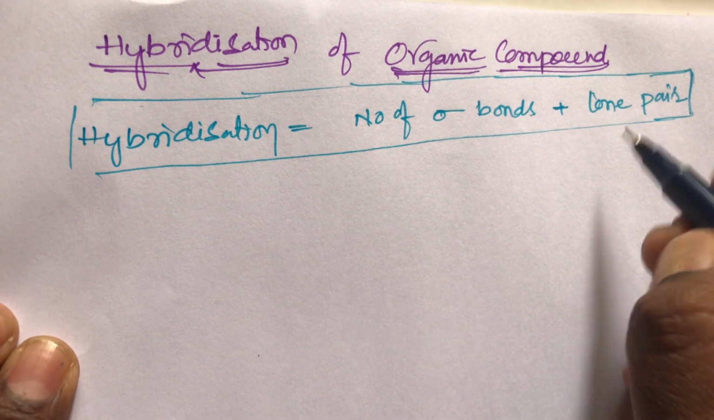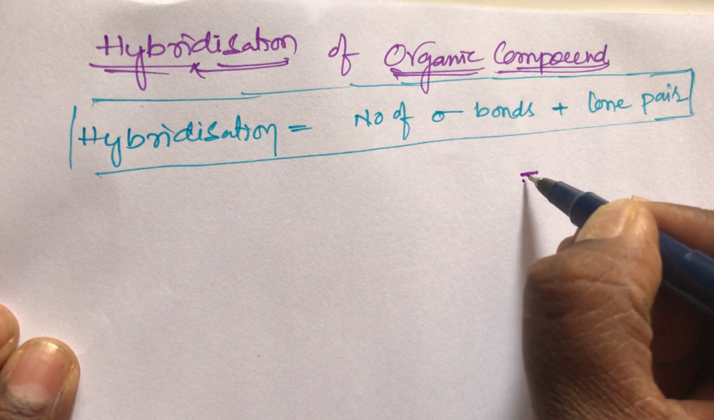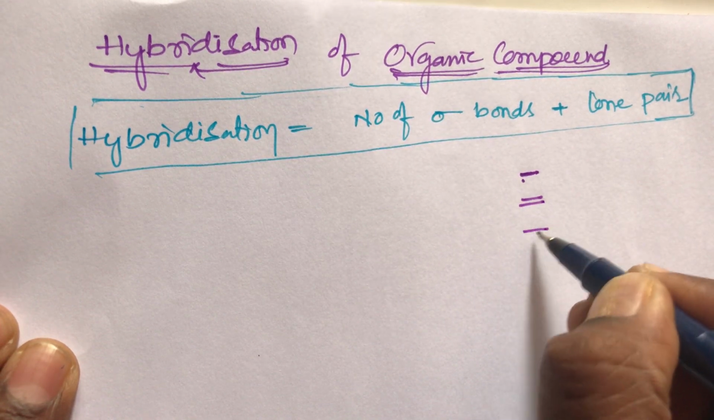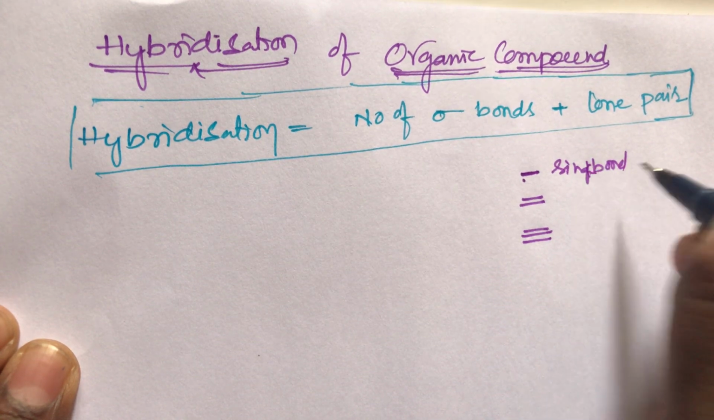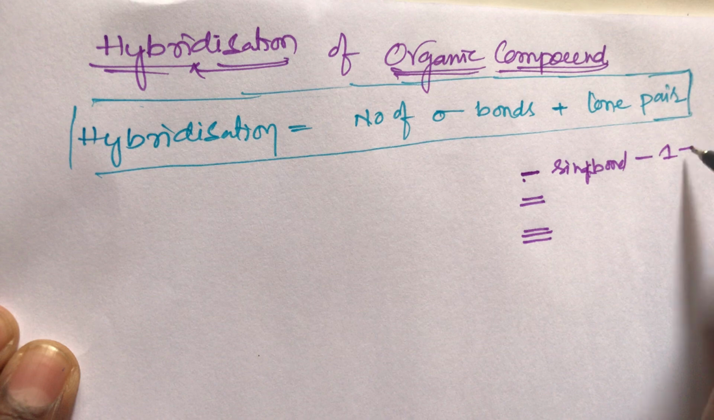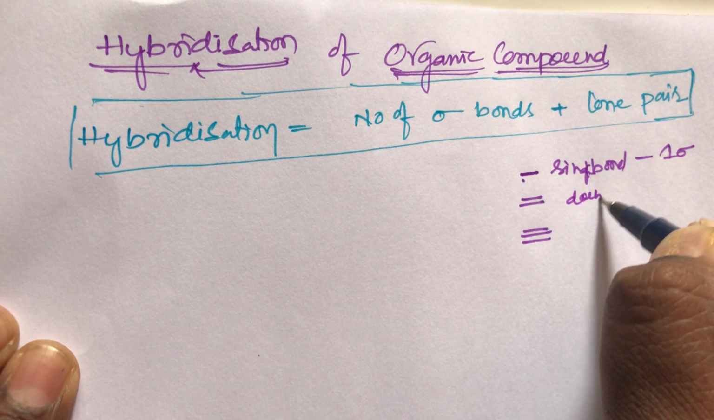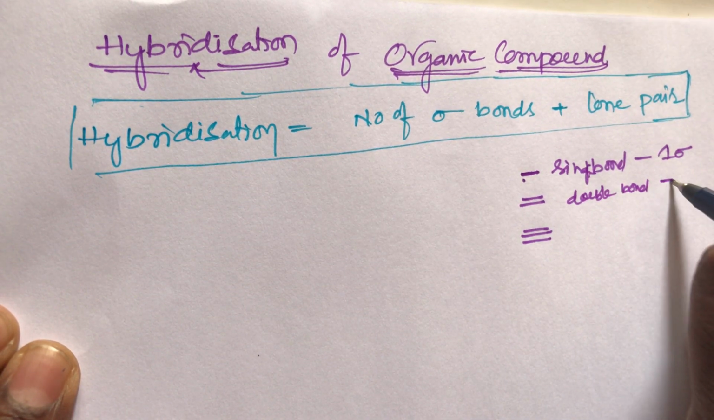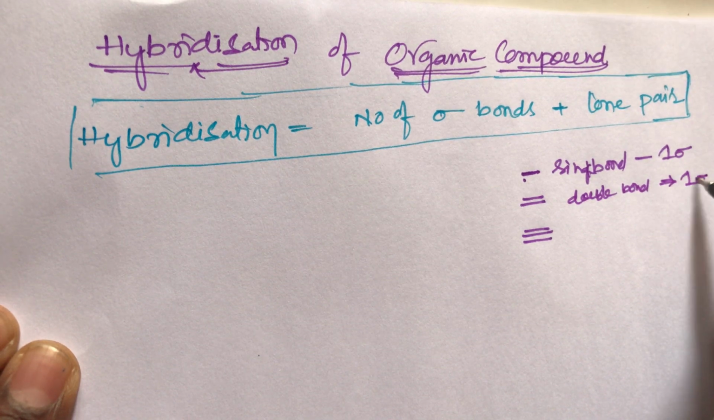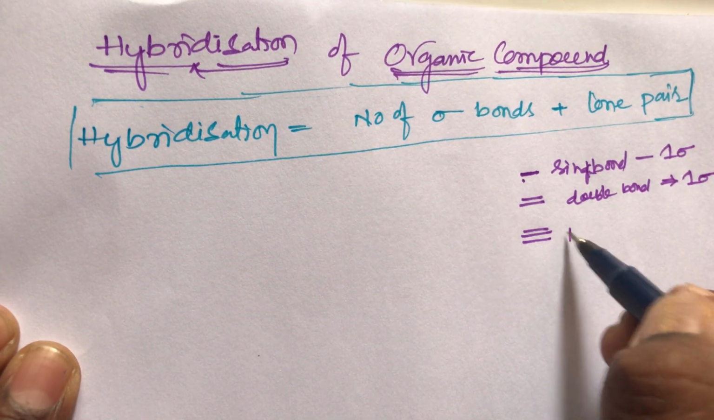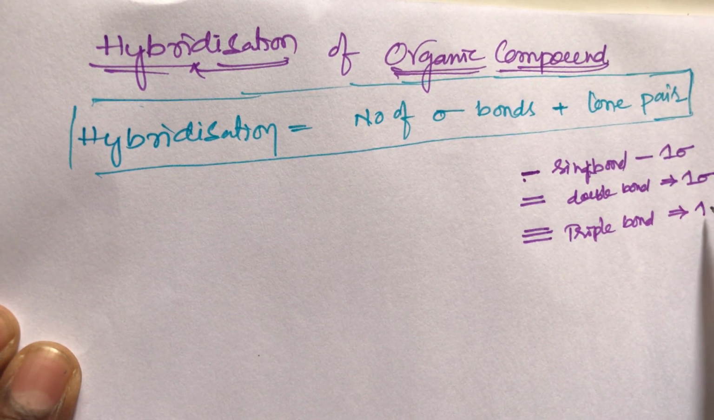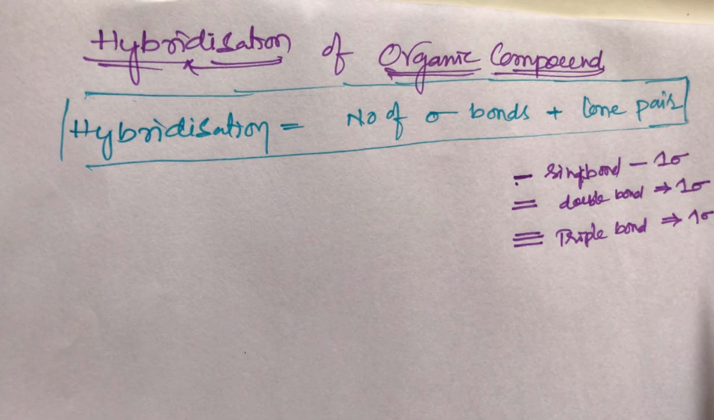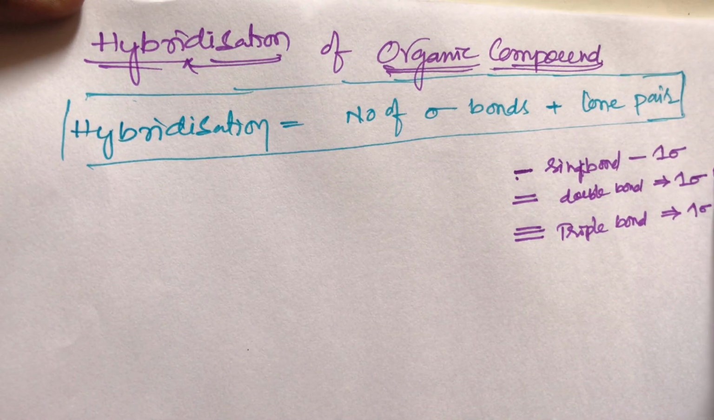Students, generally three types of bonds are there: single bond, double bond and triple bond. A single bond has only one sigma bond. A double bond has one sigma and one pi bond. A triple bond has one sigma and two pi bonds.